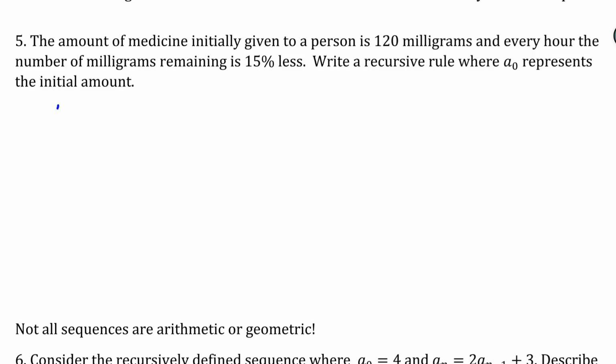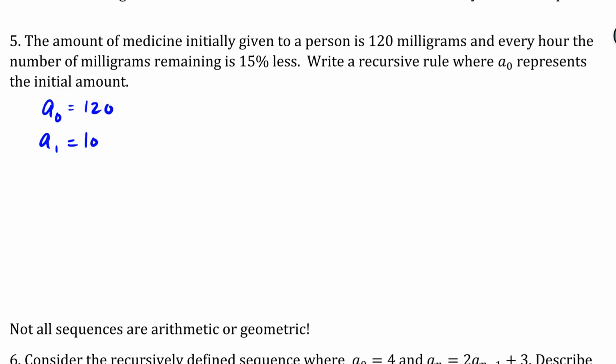So if a sub 0 is 120, if I subtract 15% from that, so if I find 15% of 120, that's 18, and then 120 minus 18 is 102. So I know after 1 hour there's 102 milligrams left. Then if I do 15% of 102 and subtract that from 102, I get 86.7. So we see this is not going to be a common value. Because it's a percentage, it can't be the same every time. So we know that this is going to be geometric.